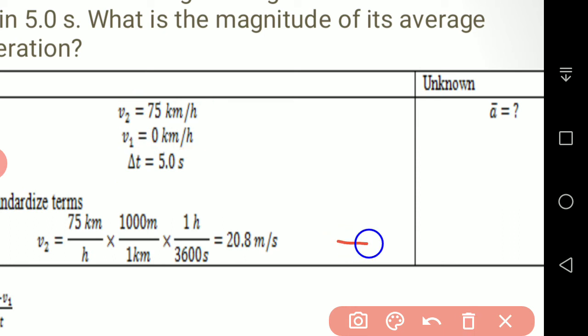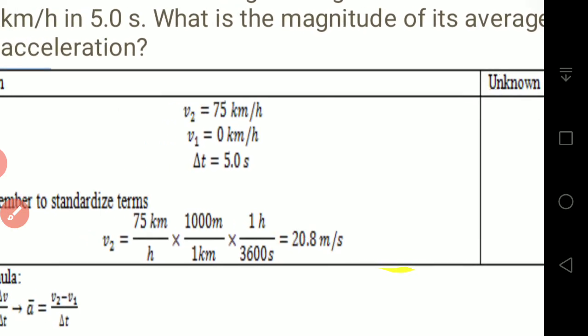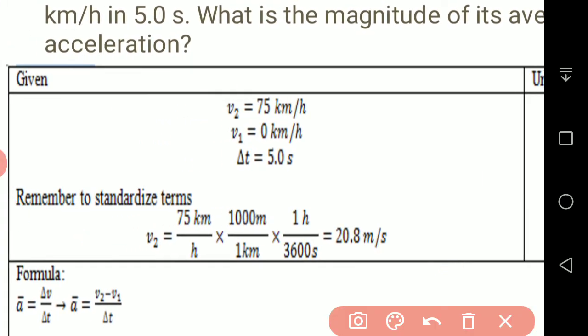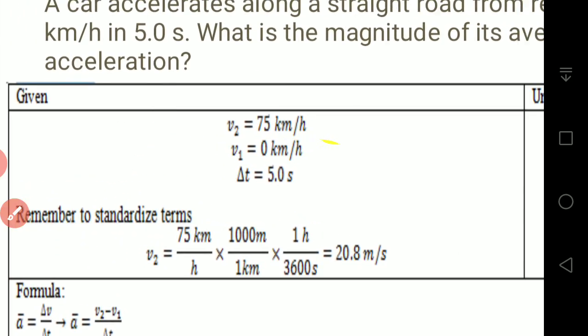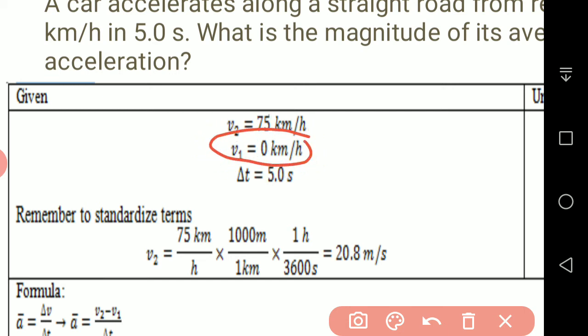Pansin ulit natin, kailangan natin mag-standardize ng terms. Since 0 yon, 0 lang din ang lalabas, hindi mo na kailangan i-standardize ito kasi kahit i-convert mo yan, 0 din lang. So, this is also equal to 0 meters per second. Yan. So, ito, 75 kilometers per hour, multiply ka lang ng 0.27. Kung gusto mo mag-shortcut, yan, 20.8 meters per second.